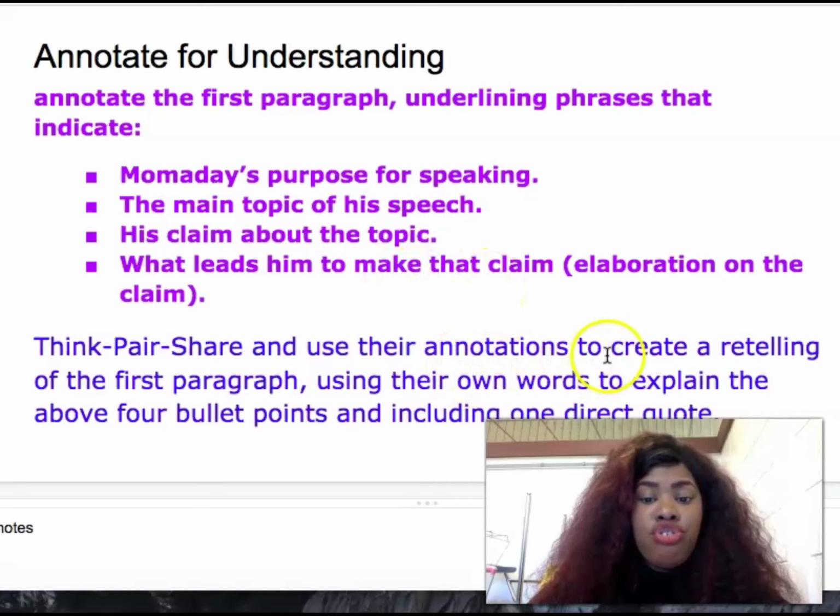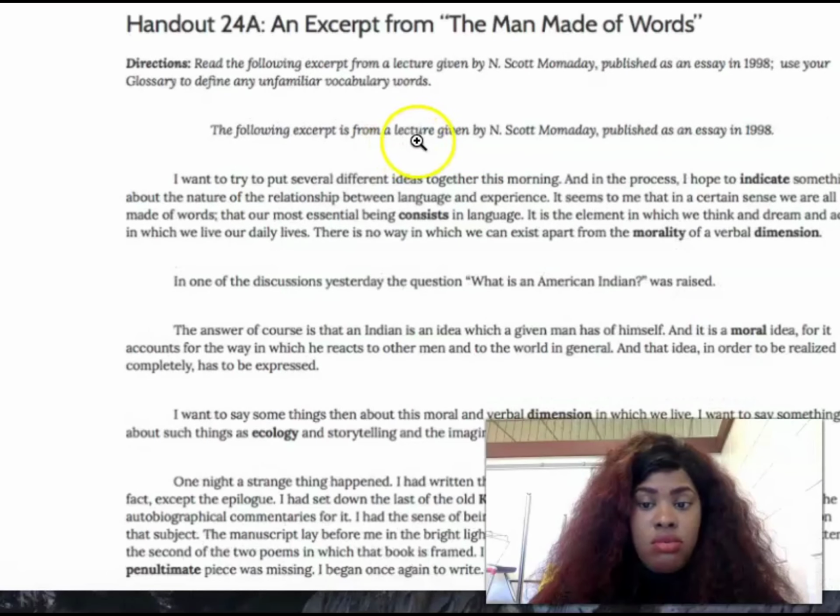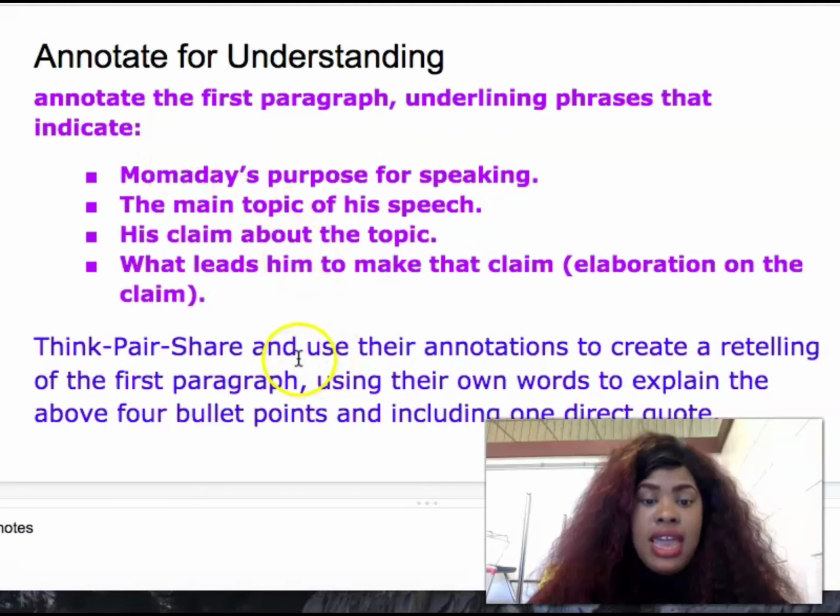I want you to use your annotations to create a retelling of the first paragraph. So you're going to read the first paragraph, which is here, and using your own words, explain above the 4 bullet points and include one direct quote. So you're going to read this first paragraph, and you're going to write Momaday's purpose for speaking after you've read.